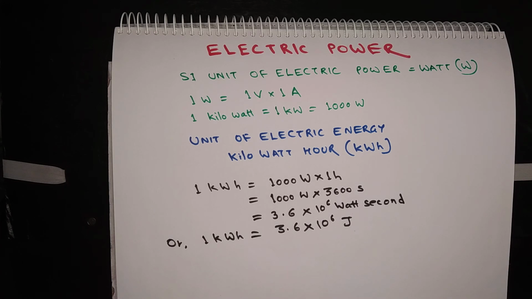So I talked about electric current, about potential difference, and I talked about Ohm's law that gives the relationship between potential difference and electric current. Then I talked about the combination of resistors, series combination and parallel combination, and then I talked about the heating effect of electric current and about the commercial unit of electric power.